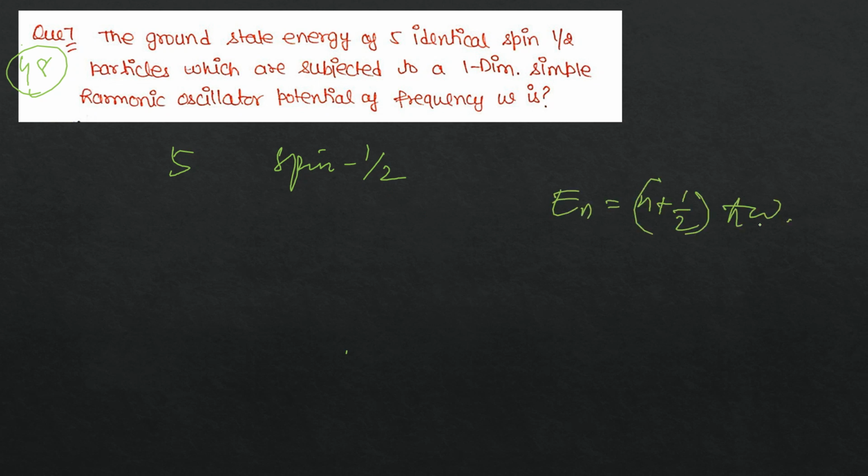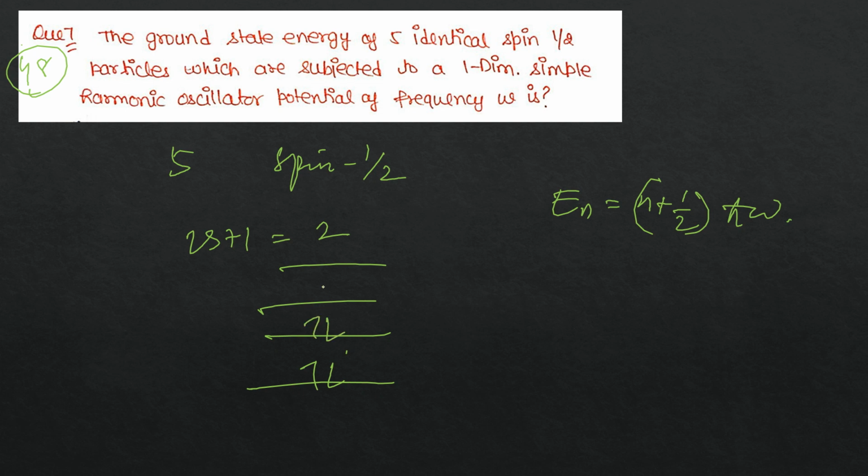Ground state energy of five identical spin-half particles which are subjected to a one-dimensional simple harmonic oscillator. One-dimensional means En is equal to (n plus half) h bar omega. Right. Five identical spin-half particles. Spin-half means how many particles can be in one state? Two. Okay. So 2 here, 2 here, 1.